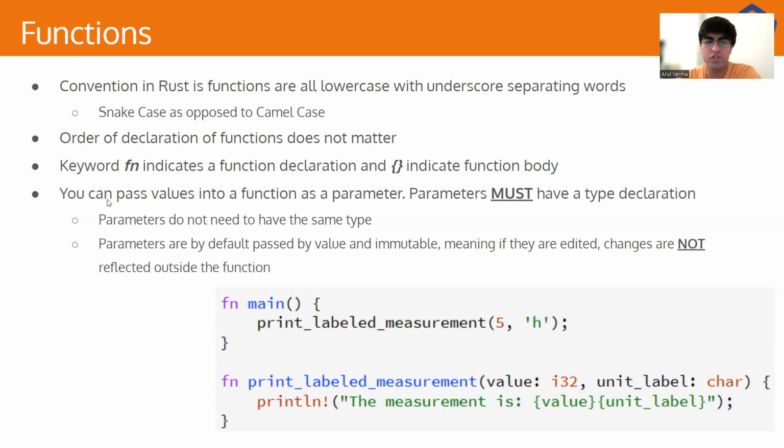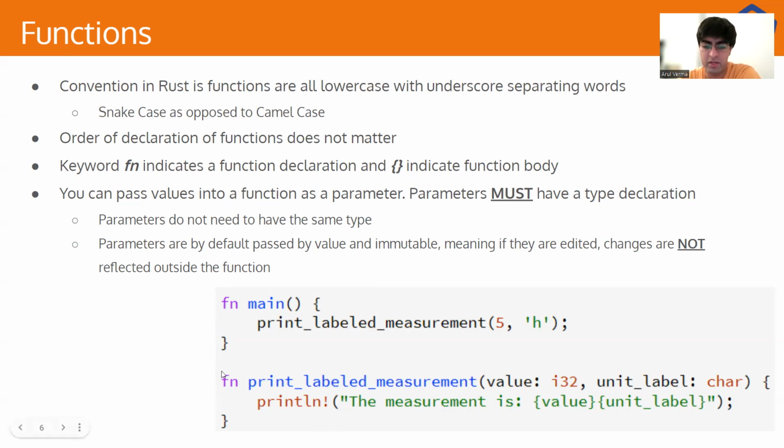The way you declare functions is with the keyword fn, which indicates a function declaration, and then you use these brackets to indicate a function body. And you can pass values into functions as parameters. Parameters must have type declarations, and you cannot do implicit declarations like we did before. We can see an example of this in print_labeled_measurements below.